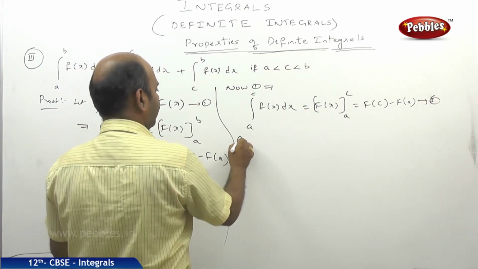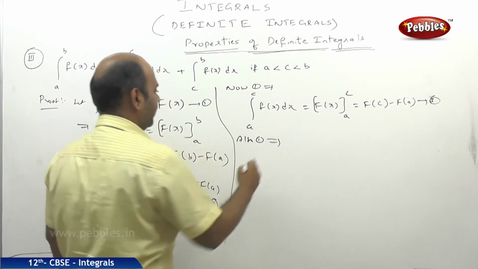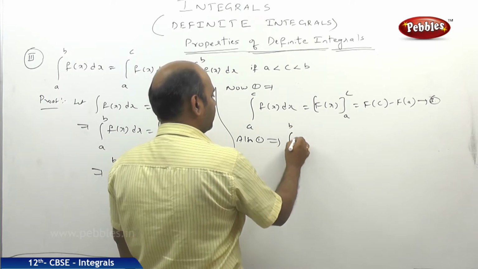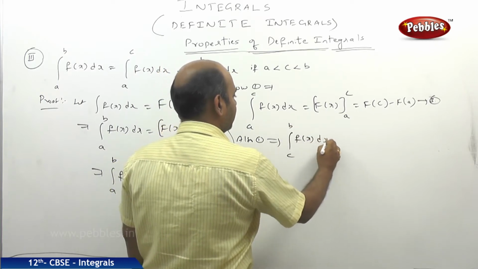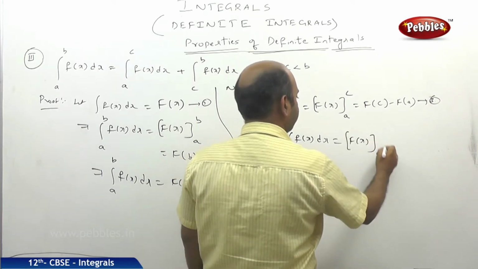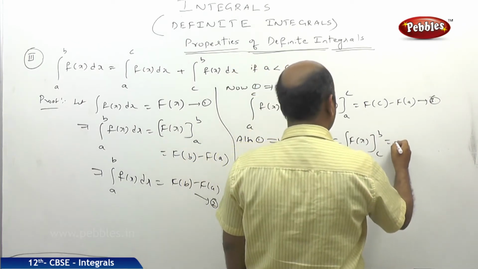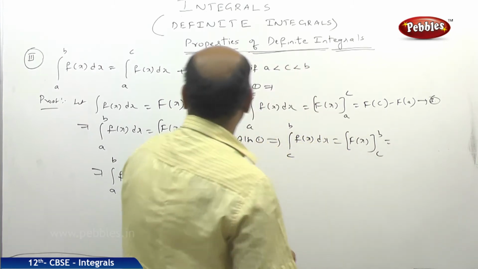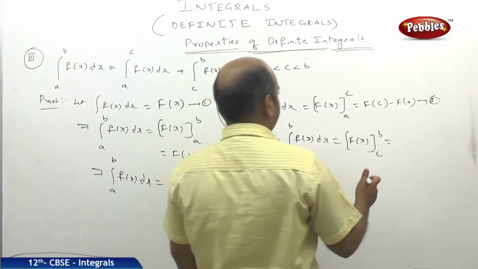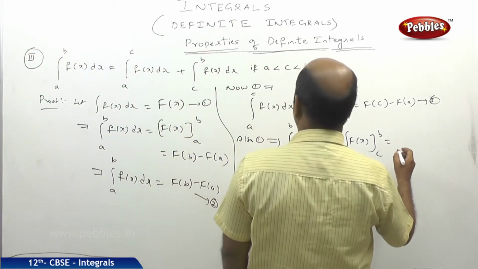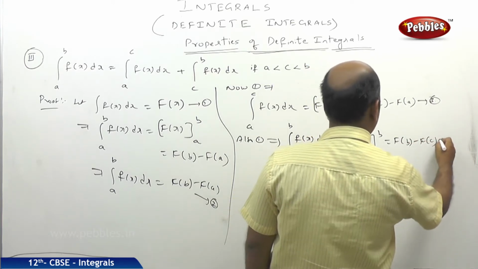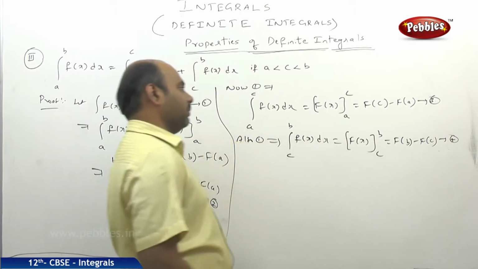Later, again for the same equality 1, I will be applying limits from c to b. That means integral c to b f of x dx is equal to F of x from c to b. So I said a to c and c to b. Finally we will be getting F of b minus F of c. I call this number 4.